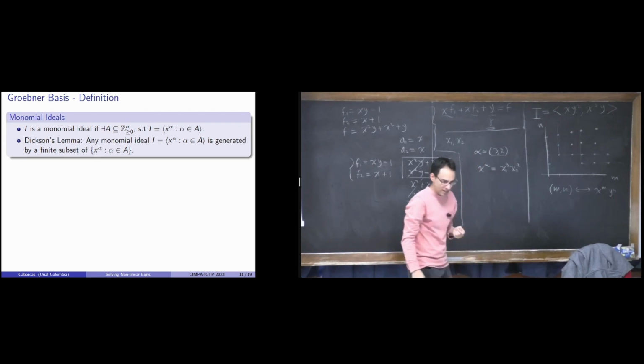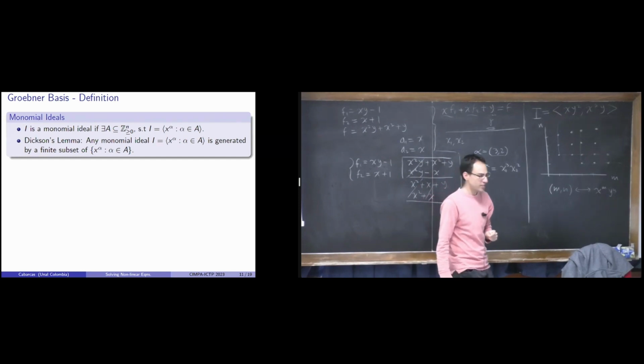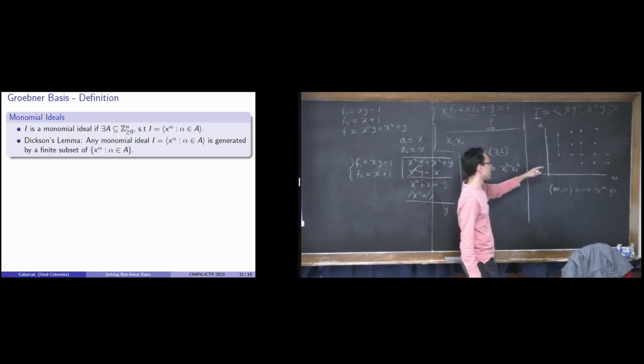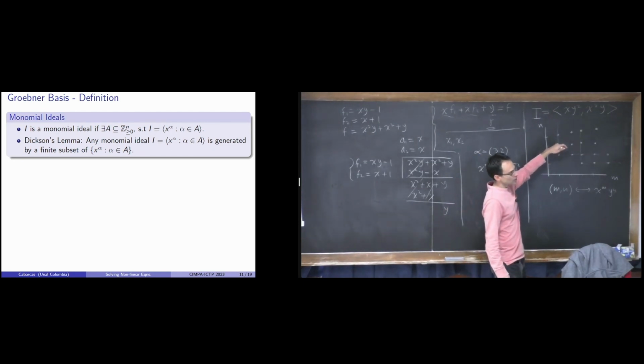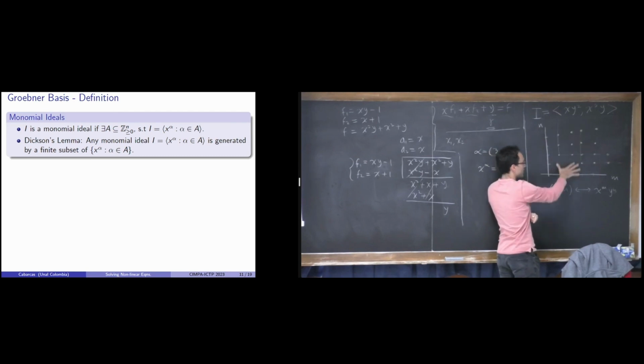The proof is not hard. I'm not going to do it here, but just to give you an idea of how it works. The idea is the following. It's by induction on the number of variables. So we can sort of visualize it here. You can project to one less variable.